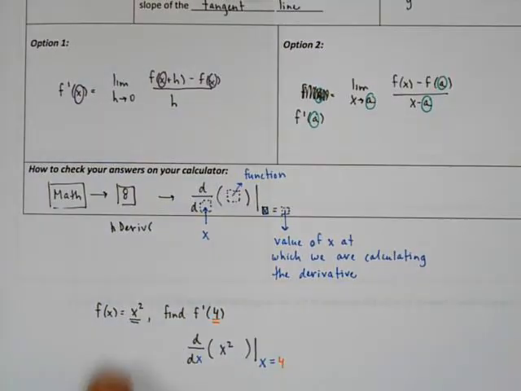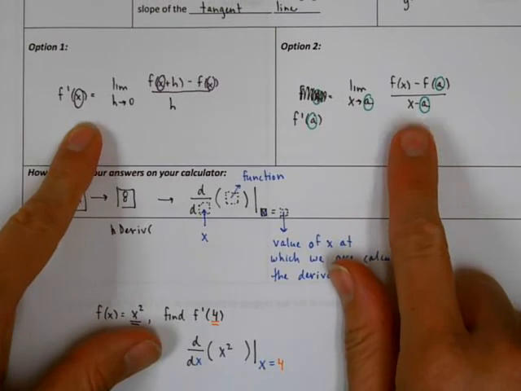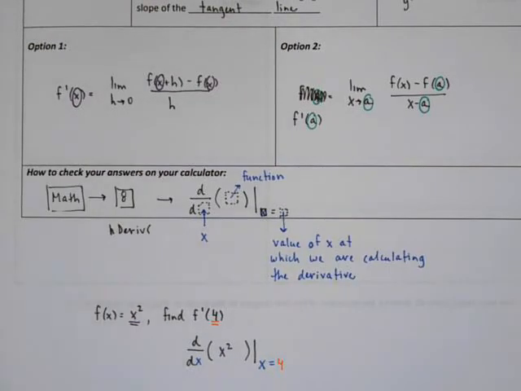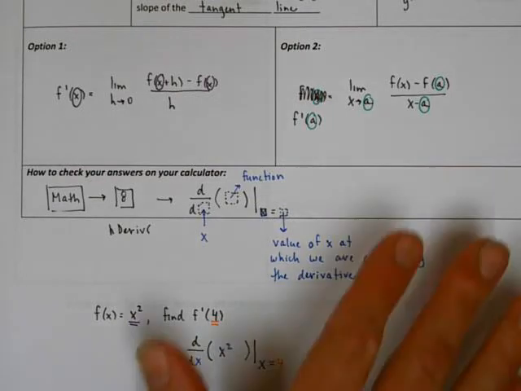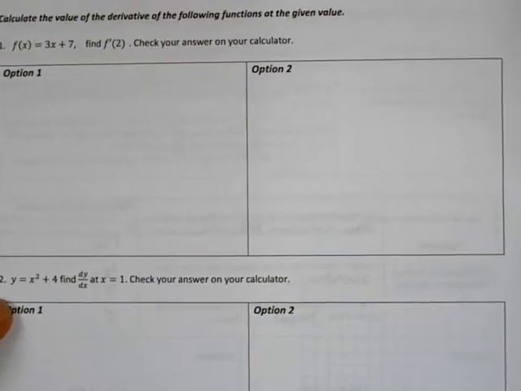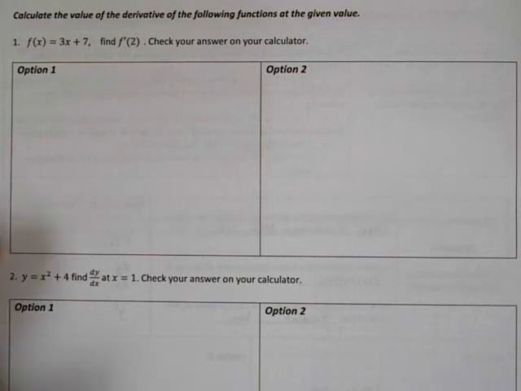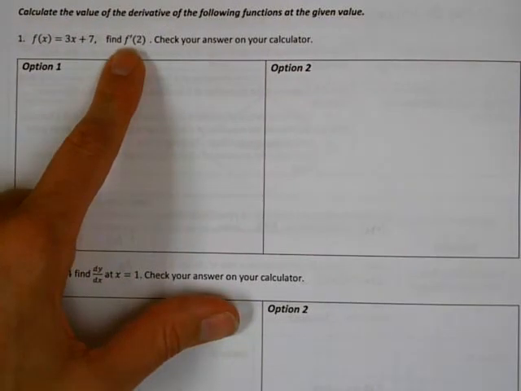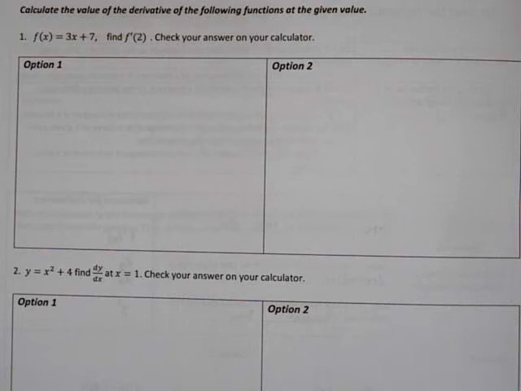So that's how we would translate this problem into our calculator, and then our calculator would actually be able to evaluate that derivative. So what we're going to do on the next page is practice with each of these different options for calculating the derivative, and then we're going to use our calculator to check that our answer is correct. Okay. So let's flip over here. So our first problem here, it says f of x equals 3x plus 7, and our job is to find f prime of 2. And we need to find that derivative in 2 different ways.